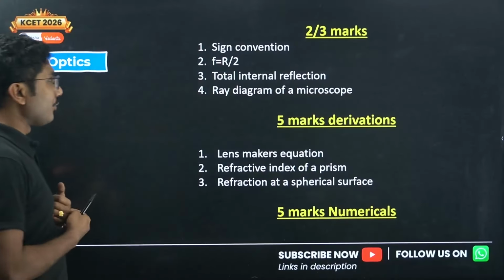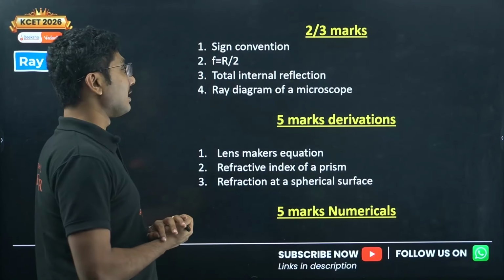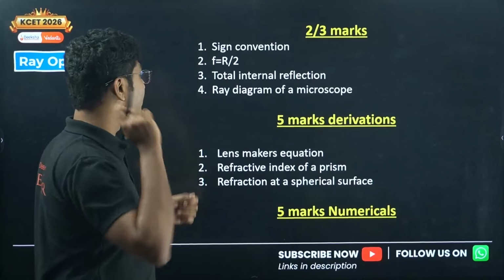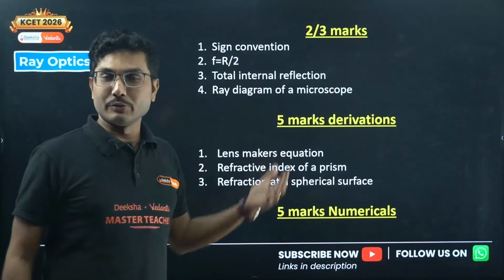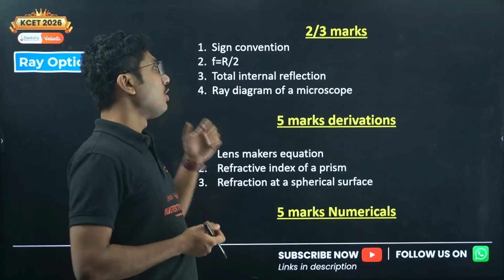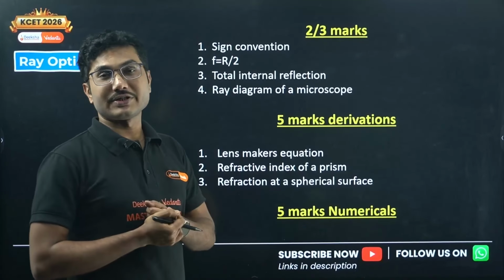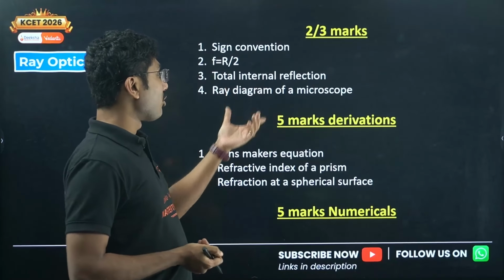First chapter we are discussing here is ray optics. So in this ray optics chapter, sign convention, focal length and radius of curvature relationship, total internal reflection related questions. When do we observe total internal reflection? Okay, so conditions for total internal reflection, application of total internal reflection, that is the ray of optical fiber. So these are the important portions.